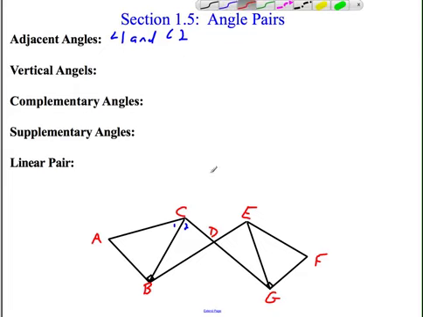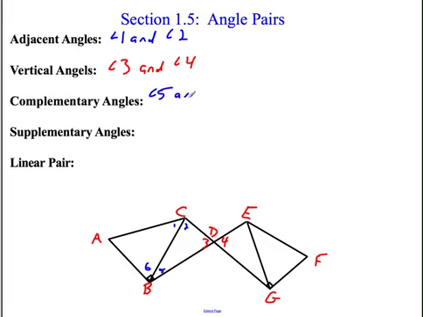What else we got? Vertical angles. It's where two lines intersect, like 3 and 4. So angle 3 and angle 4 are vertical. Do you see any complementary in there? Sure, there's the right angle. You're looking for that right angle. So it looks like 5 and 6 here. 5 and angle 6. Supplementary angles add up to 180.